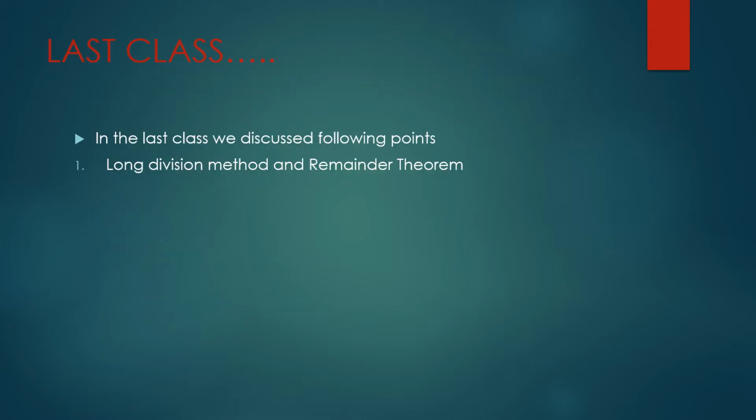In the last class, we discussed the long division method and the remainder theorem method to find the remainder whenever we divide a given polynomial by another polynomial. Today, first I will take a doubt raised by many of you: why was I changing sign after every step of the long division method? Okay, let's see.